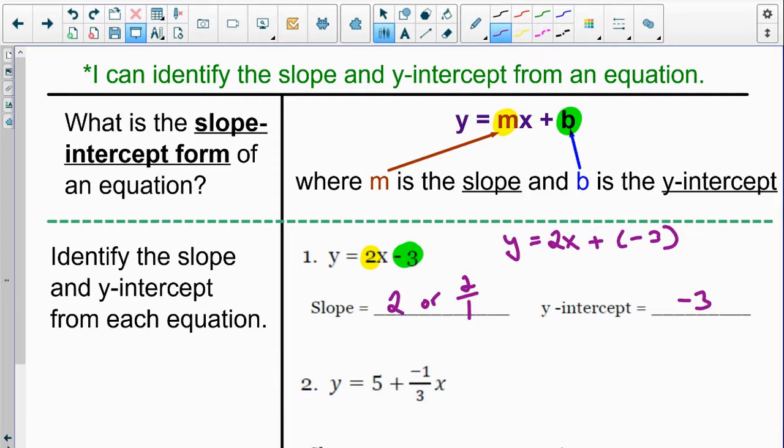Let's look at number 2. We have y equals 5 plus negative 1/3 x. And don't be tricked. In this one, we end up having the slope, which is the number, again, that's multiplied by the x, right in front of the x. And in this case, we have it as negative 1/3.